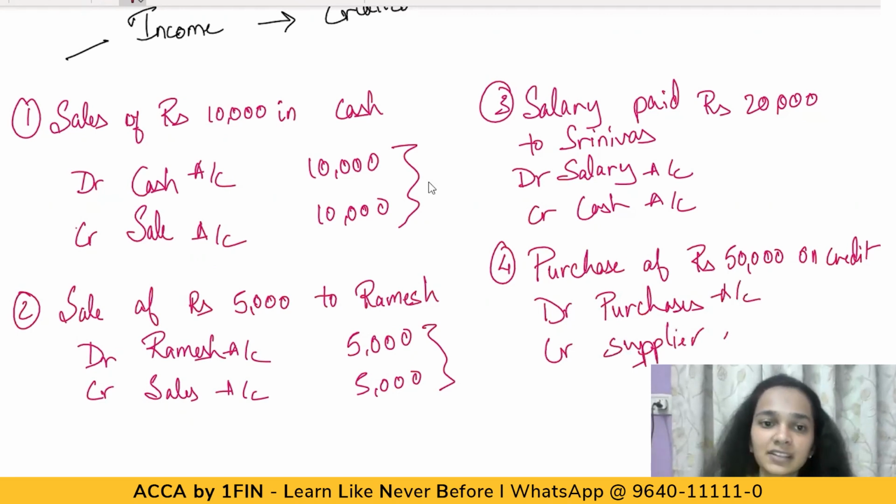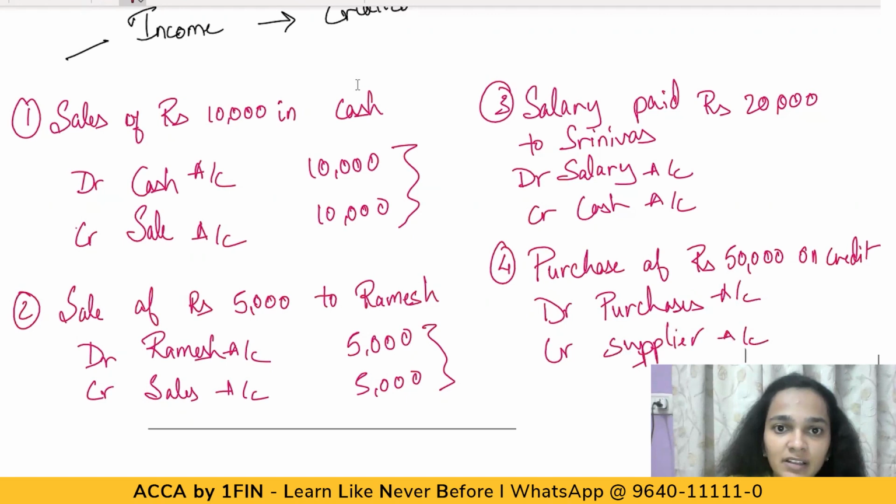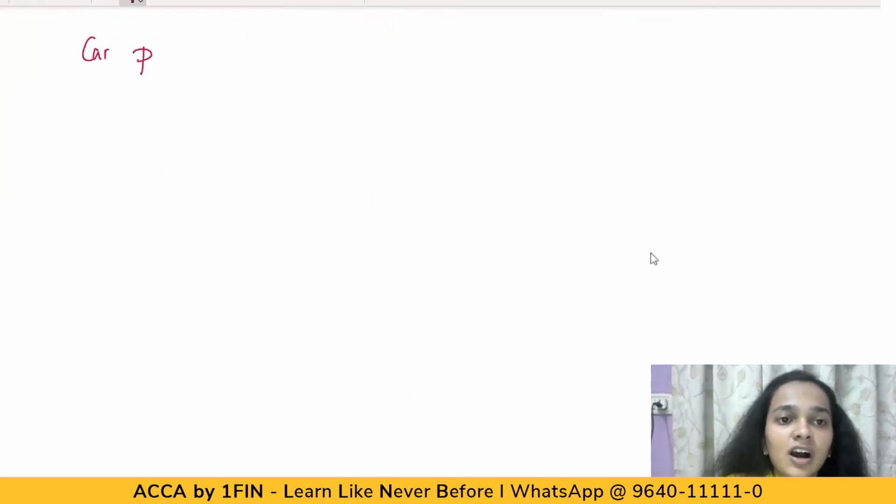So are you all clear with this basic? Is this basic clear to everyone? Yes. Now let me take one more example, one different example, and then we'll move ahead. Car purchased worth rupees 5 lakhs. What will be the journal entry for this?